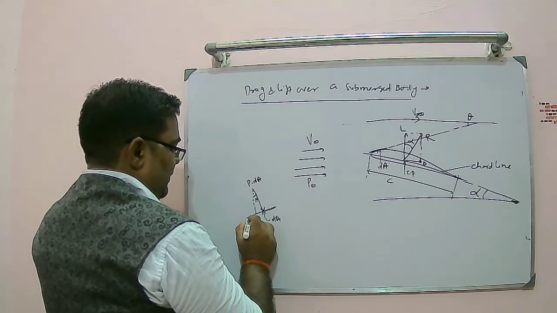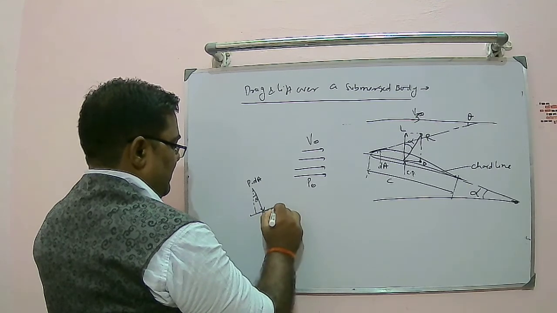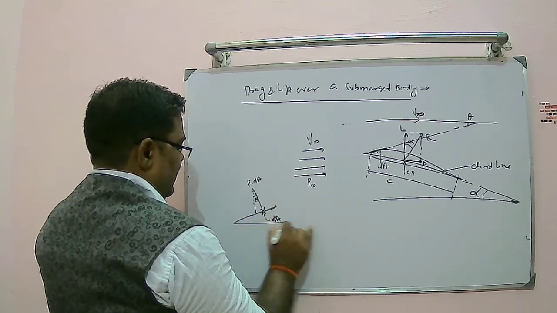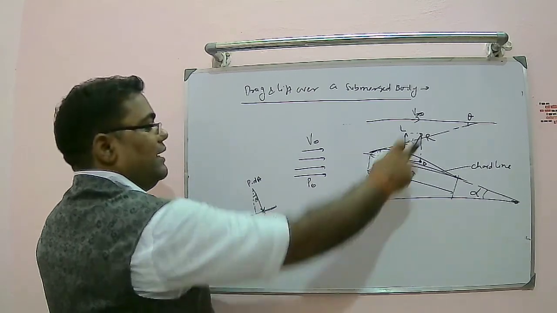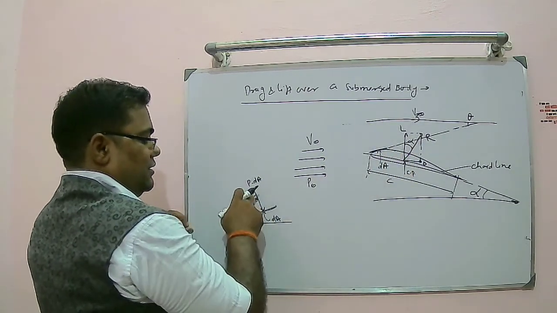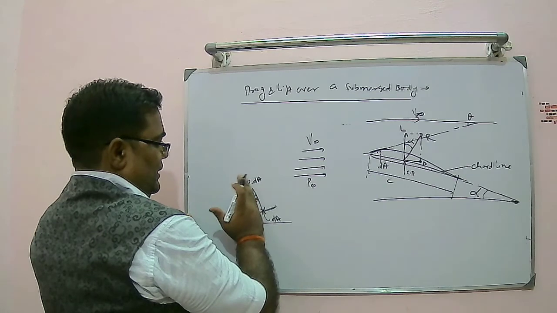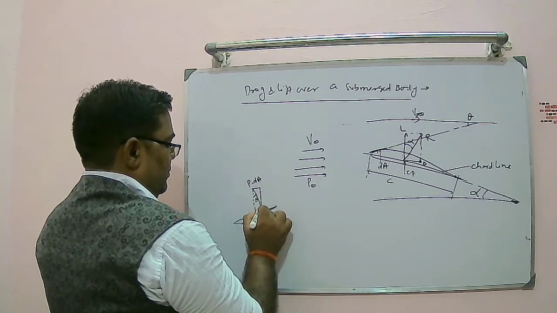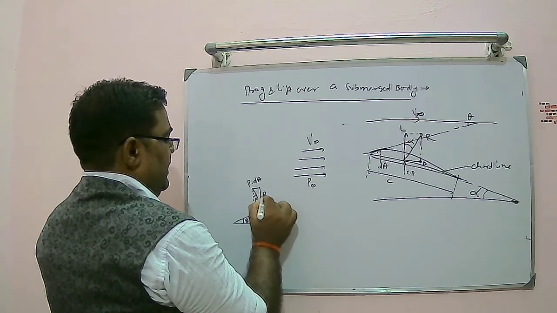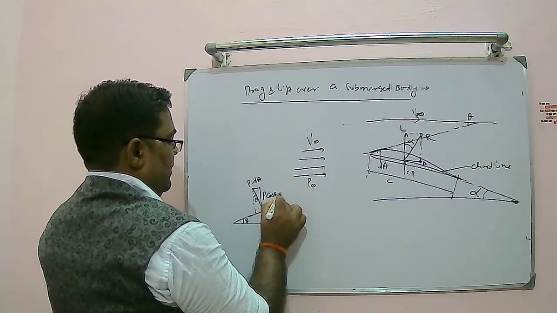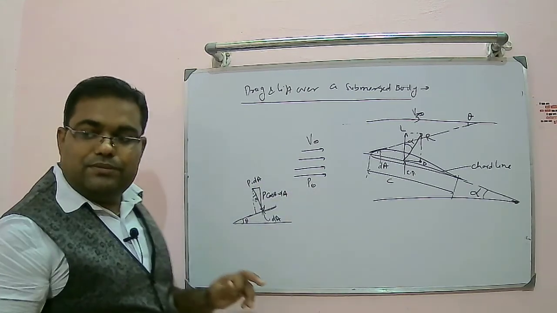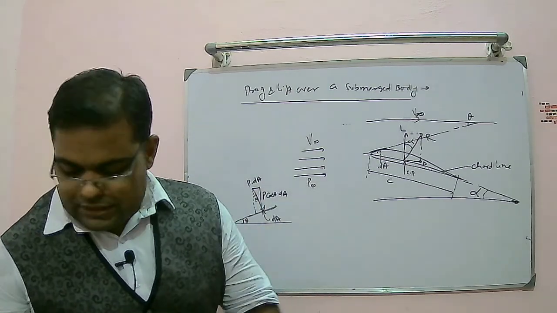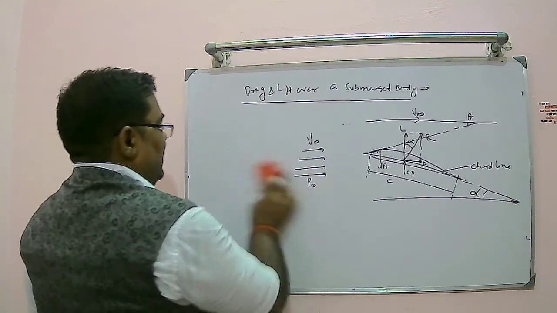If I extend this area like this, and if I draw a horizontal line here, this is theta, like I mentioned there, this is also theta. So the cos component of this will come like this, perpendicular to this. This is called P cos theta dA. Is it visible? If it's not visible, I will draw it slightly bigger, then it will be understood.